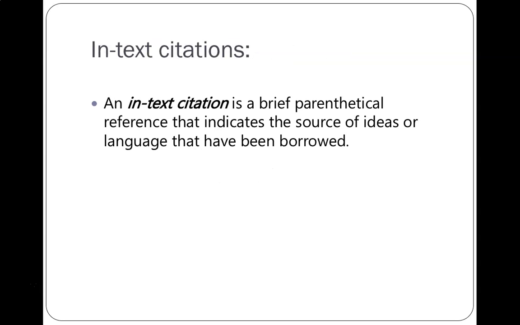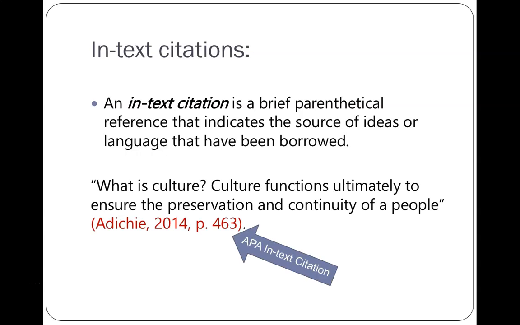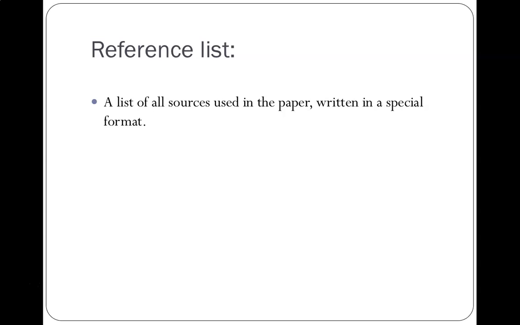So in-text citations. An in-text citation is a brief parenthetical reference that indicates the source of ideas or language that have been borrowed. So the idea here is you have two elements to a proper citation. On the one hand, you have to alert the reader, near the quote or the paraphrase you're using, where it's coming from, and the in-text citation does that. And here's an example at the bottom in the red. You can see there's a quote, and the part in red lets you know where that came from.